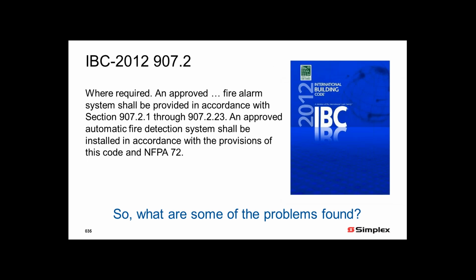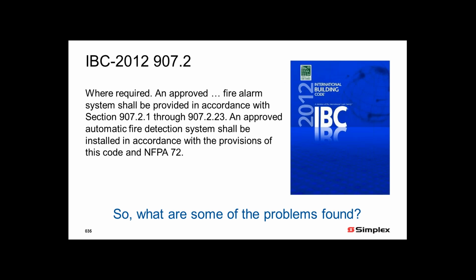And the same with the I codes. There's language where it says an approved fire alarm system shall be provided in accordance with this section. An approved automatic fire detection system shall be installed in accordance with 72. So typically that's the language that we see in the building codes that gets us to 72.